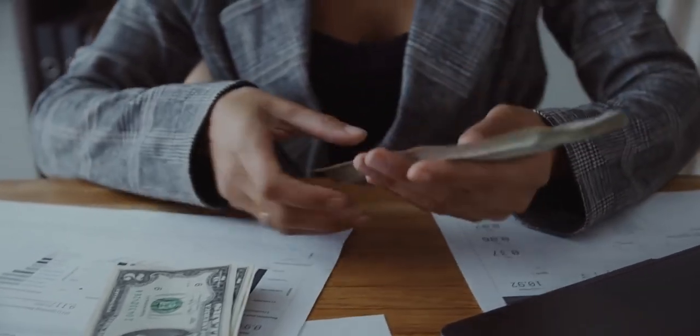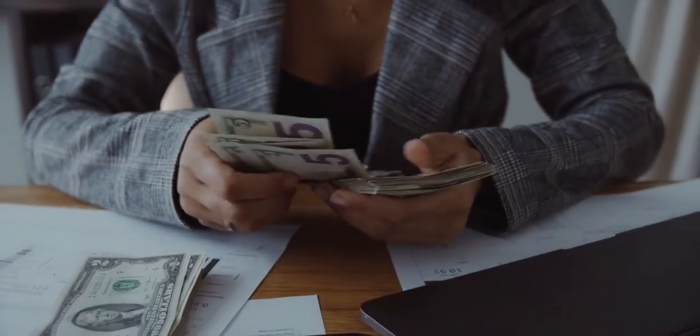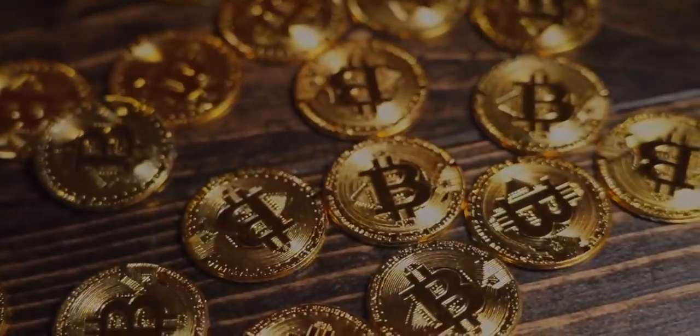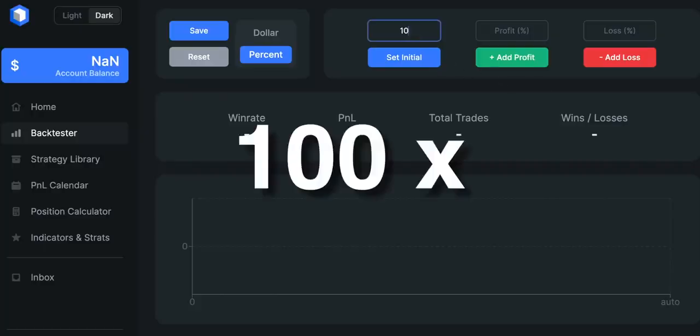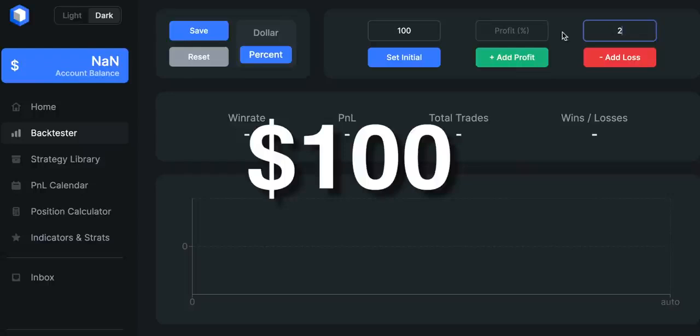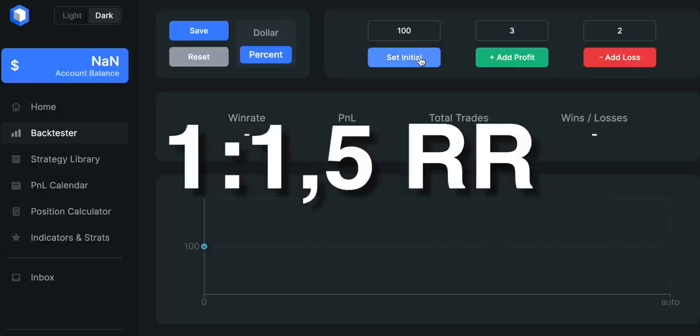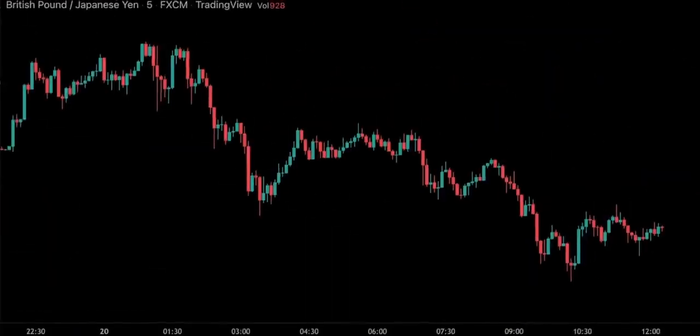In this video, I'm going to show you my #1 scalping strategy I have ever tested on this channel. This strategy is so good that you can literally generate insane returns in the shortest amount of time. It works perfectly well on Forex, stocks and crypto, and to prove these claims, I'm going to backtest it 100 times with an initial account size set at $100, 2% risk per trade and 1 to 1.5 risk to reward ratio. Okay, we're going to do our backtesting on a pound-yen 5-minute chart.